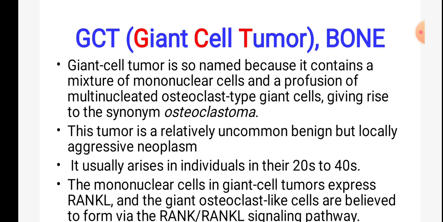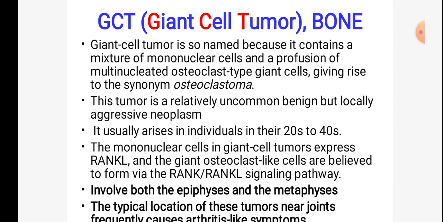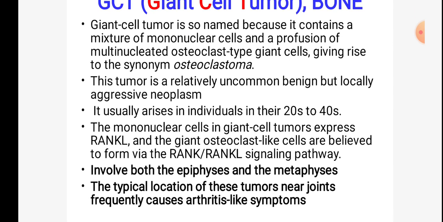GCT, giant cell tumors of the bone. Giant cell tumor is so named because it contains a mixture of mononuclear cells and a profusion of multinucleated osteoclast-type giant cells. The synonym is osteoclastoma. So they can ask you as giant cell tumor or osteoclastoma. An important 5-mark or 3-mark question for you. This tumor is a relatively uncommon, benign but locally aggressive neoplasm. It usually arises in individuals in their 20s to 40s.